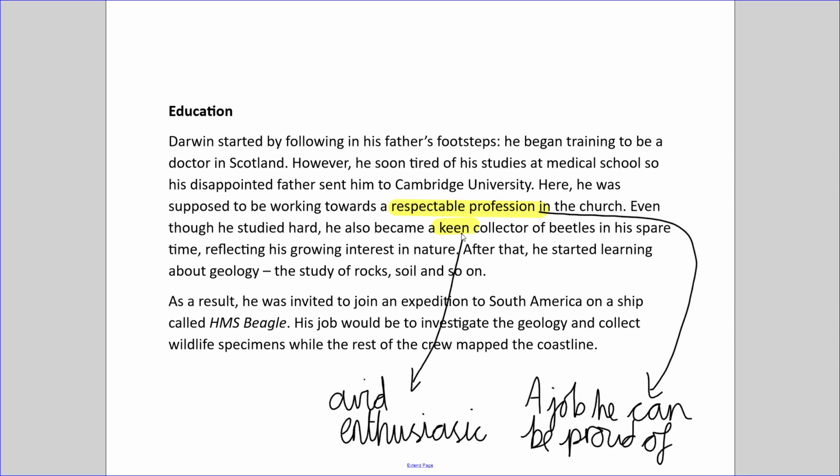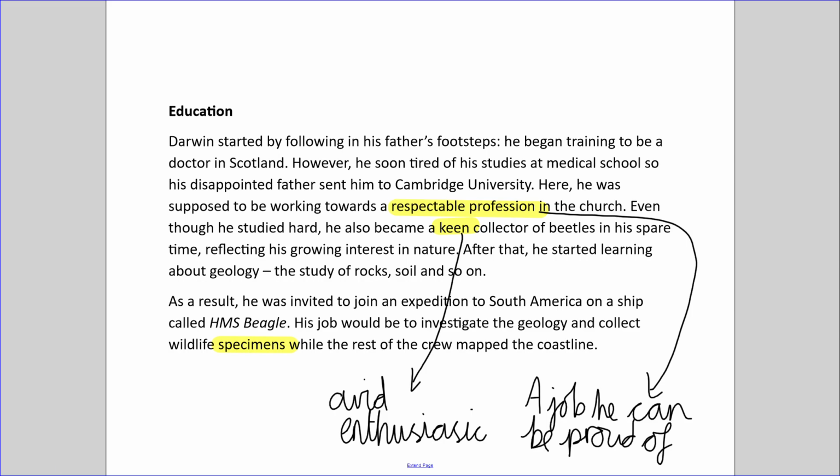After that, he started learning about geology, the study of rocks, soil, and so on. As a result, he was invited to join an expedition to South America on a ship called HMS Beagle. And his job would be to investigate the geology, so all the rocks, and collect wildlife specimens while the rest of the crew mapped the coastline. So the rest of the crew were trying to work out what the shape of South America was, and he was going to collect wildlife specimens.